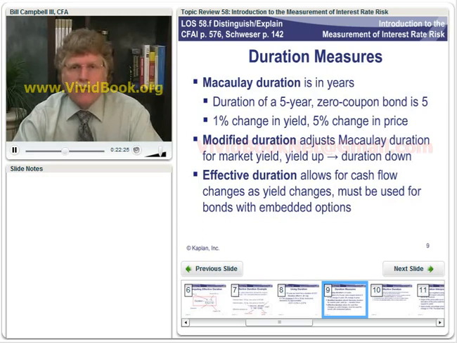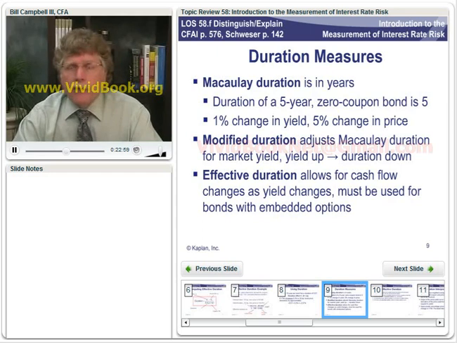So modified duration gives us the price sensitivity. If the modified duration is 4, and by the way, the units on modified duration are also years, just like Macaulay, then if yields go up 1%, we expect about a 4% decline in the price. If yields go down 0.5%, we expect about a 2% increase in the price. That's modified duration.